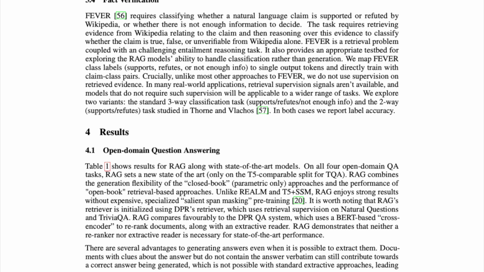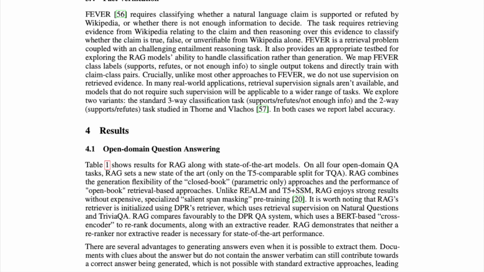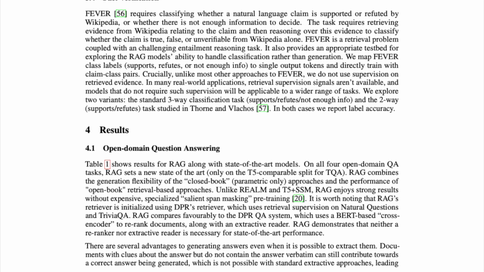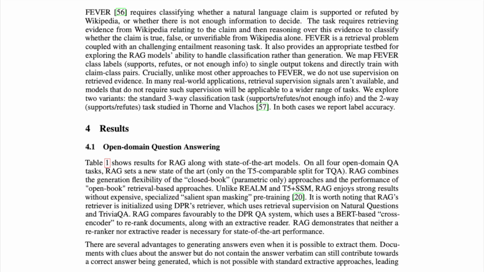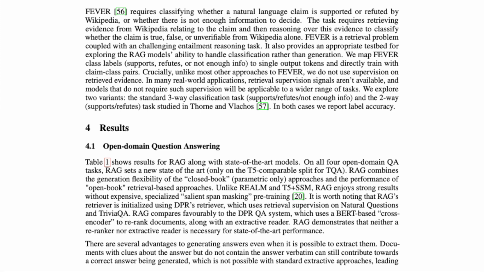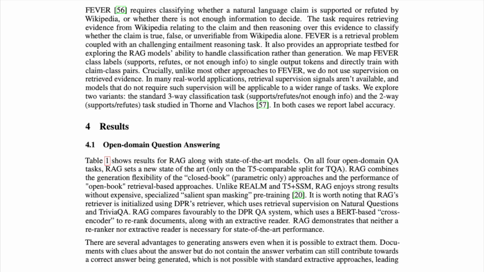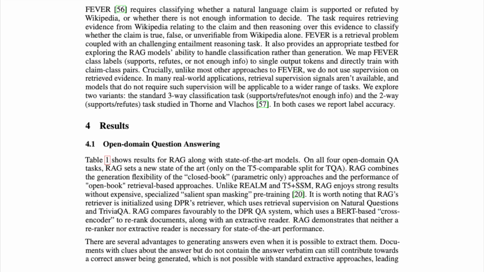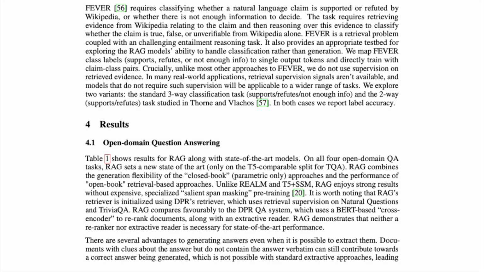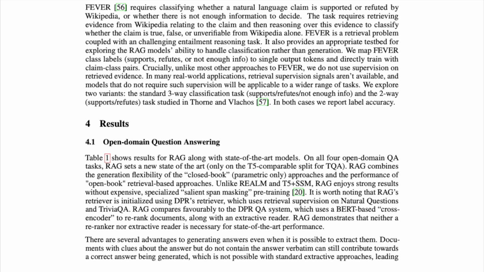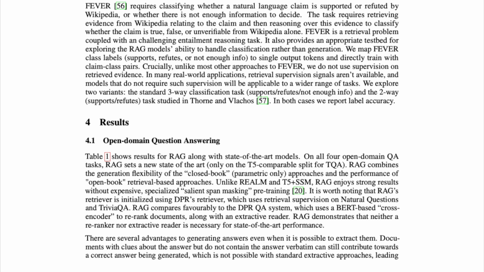We map FEVER class labels (supports, refutes, or not enough info) to single output tokens and directly train with claim-class pairs. Crucially, unlike most other approaches to FEVER, we do not use supervision on retrieved evidence. In many real-world applications, retrieval supervision signals aren't available, and models that do not require such supervision will be applicable to a wider range of tasks. We explore 2 variants: the standard 3-way classification task (supports, refutes, not enough info) and the 2-way (supports, refutes) task studied in Thorne and Vlachos. In both cases, we report label accuracy.